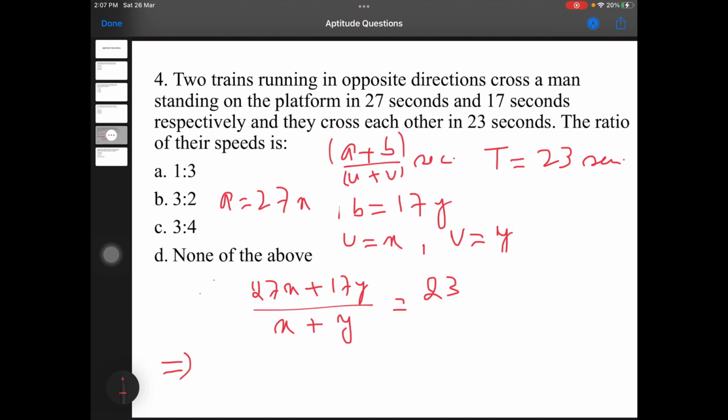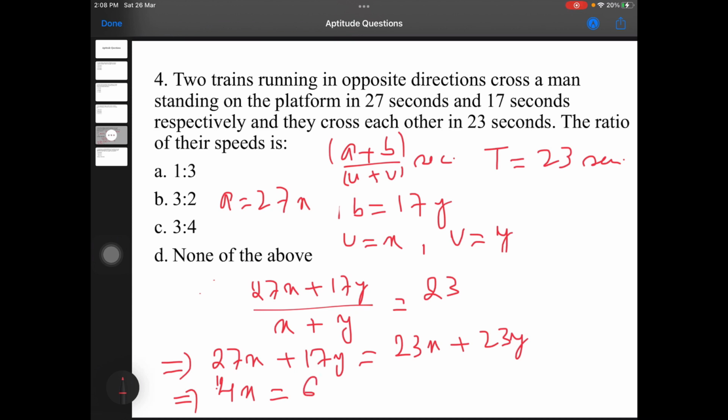So from here, 27x plus 17y will be equal to 23x plus 23y. So from here we get 27x minus 23x, which is 4x, equal to 23y minus 17y, which is 6y. So from here it follows x by y will be 6 by 4, which is equal to 3 by 2.